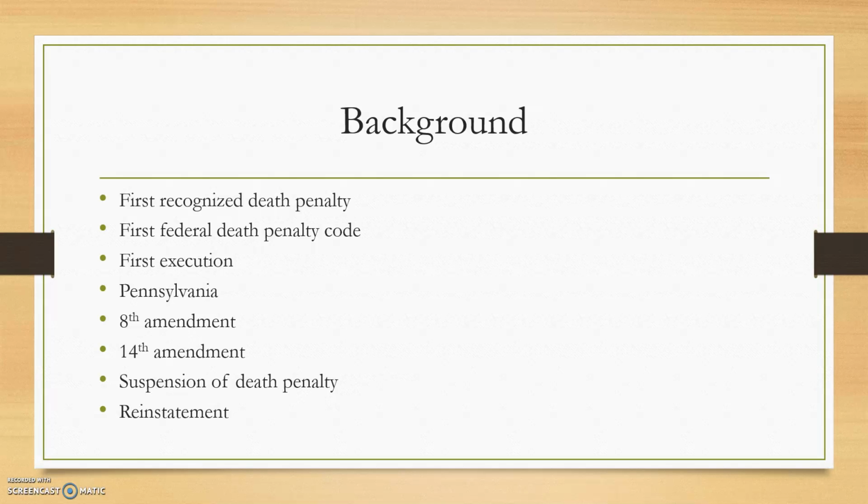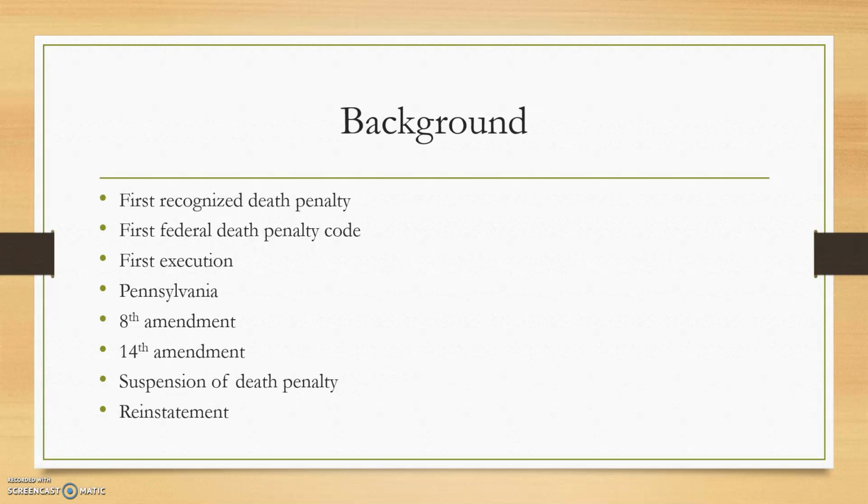as for use. The 14th Amendment, Section 1 actually, states that all persons born or naturalized in the United States and subject to the jurisdiction thereof are citizens of the United States. Nor shall any state deprive any person of life, liberty, or property without due process of law. Basically, it's saying that you can execute somebody, but you do have to give them due process of law.